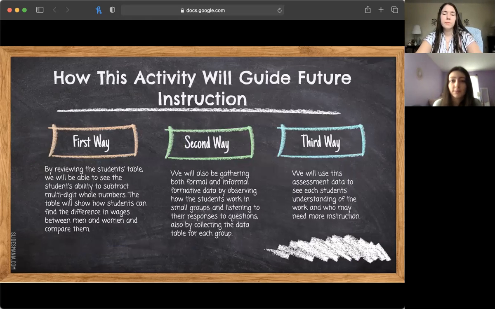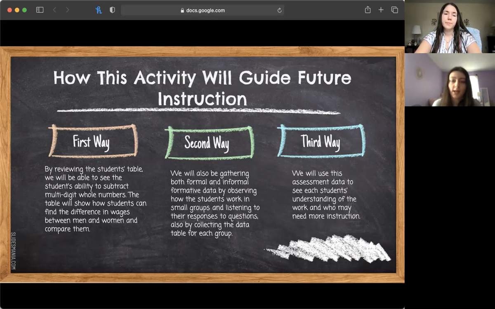Now, how this activity will guide our future instruction. The first way is that by reviewing the tables students fill out, we'll be able to see their ability to add or subtract multi-digit whole numbers. The table will show how students can find the difference in wages between men and women and compare them. The second way is that we'll gather both formal and informal formative data by watching the students participate in small groups, listening to their responses and questions, and collecting the data table their groups fill out.